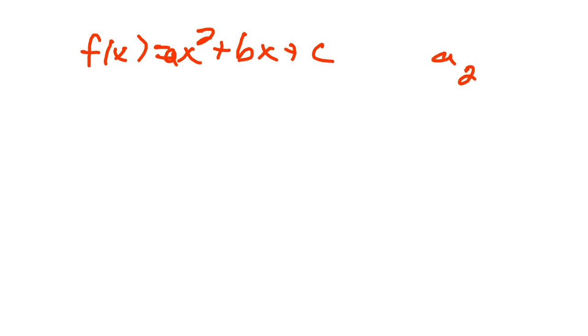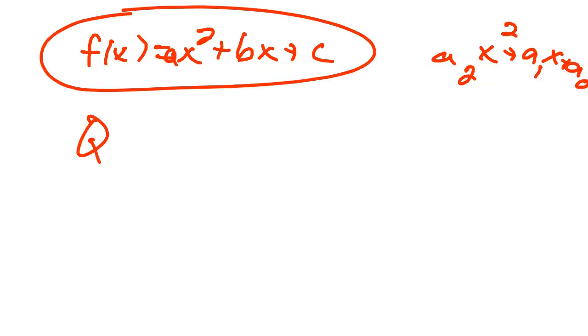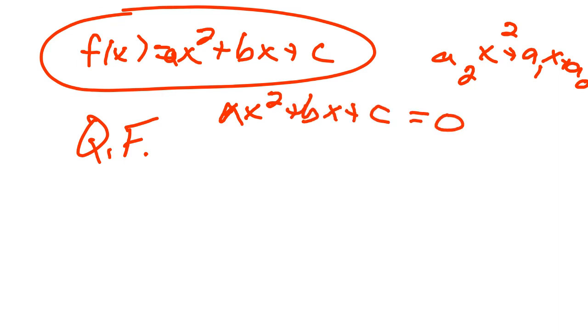So if I have f of x equals ax squared plus bx plus c, and I know what you're saying. Why don't they call it a2x squared plus a1x plus a0? Well, we could, but this is just easier because then we end up with the quadratic formula. So if I want to know where that equals 0, if I have ax squared plus bx plus c equals 0, does anybody know where that happens?